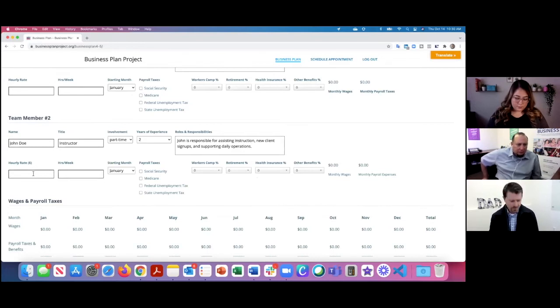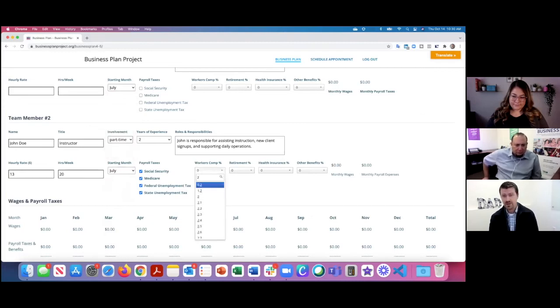And for that, let's say we're going to pay John Doe $13 an hour, and he's going to work 20 hours a week, but we're starting in July. So I'm going to make that July. And since he's an employee, we're going to have to pay some payroll taxes, and we can check these off. They are optional because depending on the involvement, contract or volunteer might not apply. But since he's an employee and we are doing Taekwondo, someone's bound to get hurt. Hopefully John doesn't get hurt, but the state requires us to carry a workers' compensation plan. And let's say we quoted that out and it's 2% of wages.